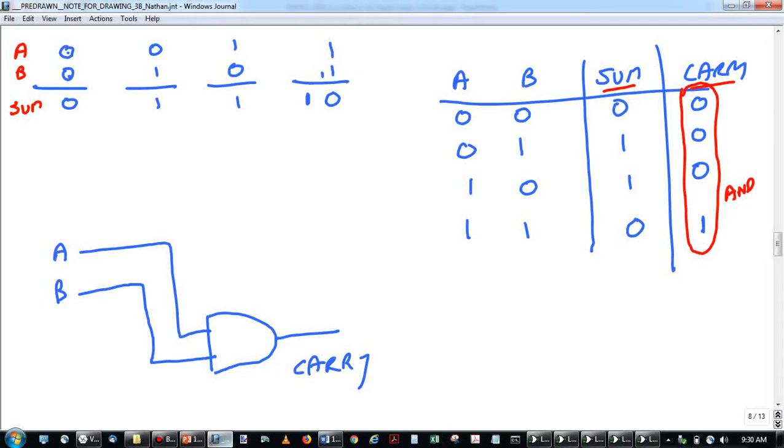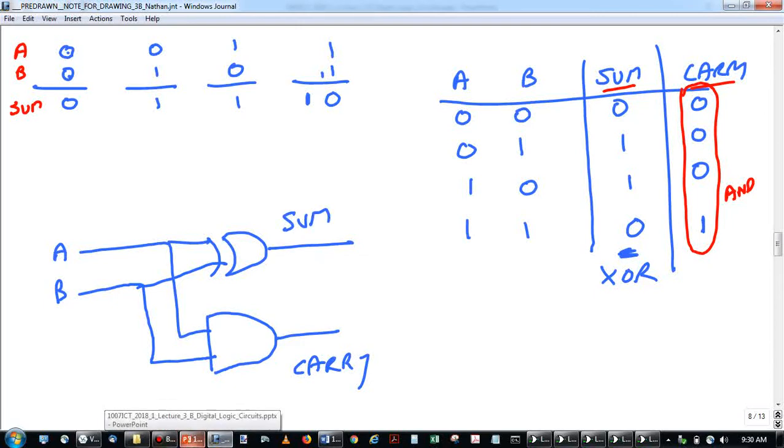What about this sum column? This is an XOR gate. So here's an XOR gate, A and B, and this is the sum. So what I did was I looked at the structure of the maths that I wanted to represent. Does it matter what this is?